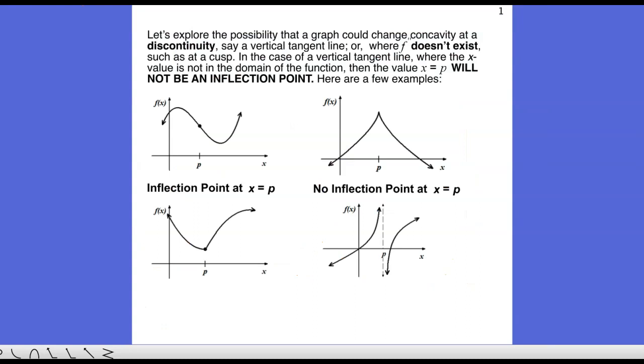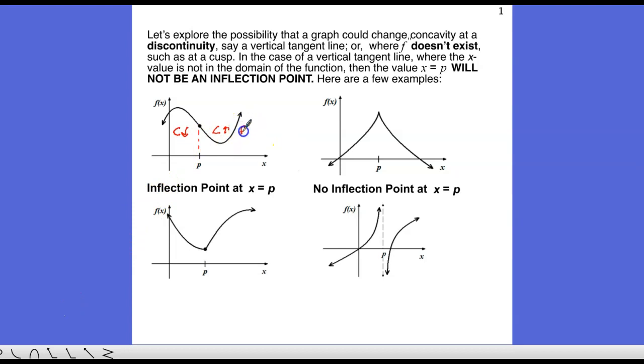So let's explore the possibility that a graph could change concavity at a discontinuity, say a vertical tangent line, or where f doesn't exist, such as a cusp. In the case of a vertical tangent line, where the x value is not in the domain of the function, then the value x equals P will not be a point of inflection. So let's look at a few examples of this. In our first example, we have the concavity changing from concave down to concave up. And that's happening again at this point x equals P.